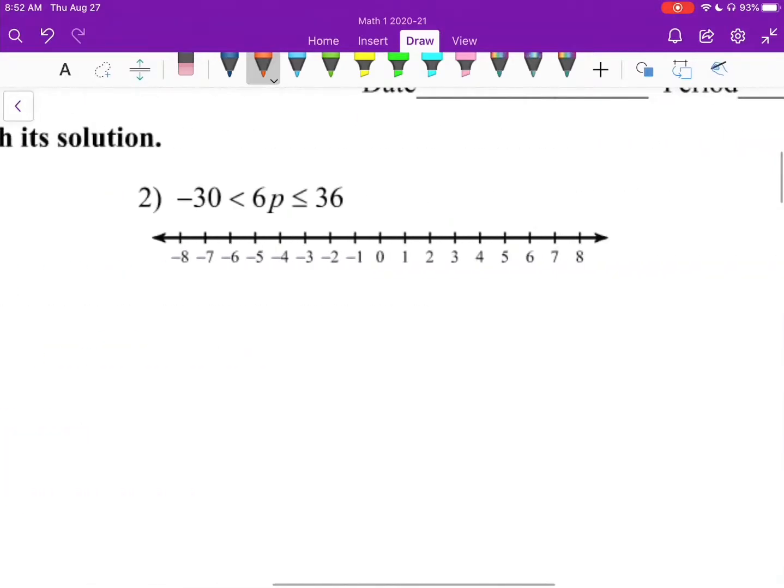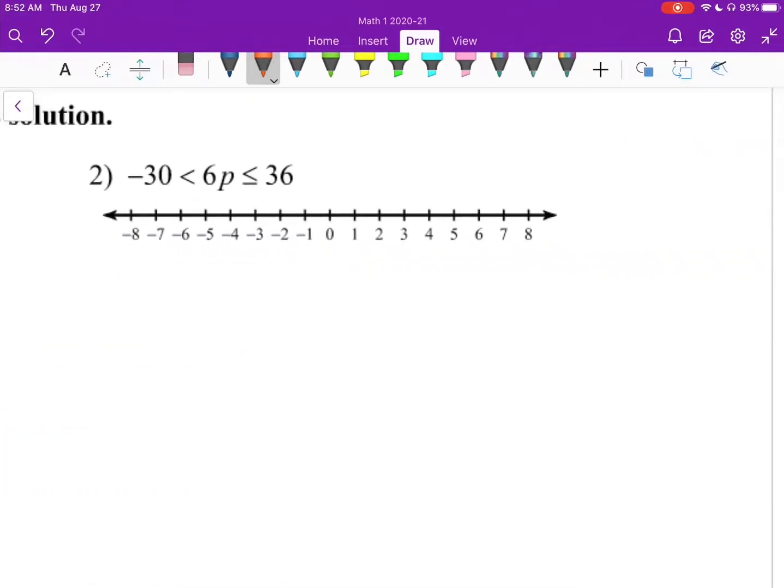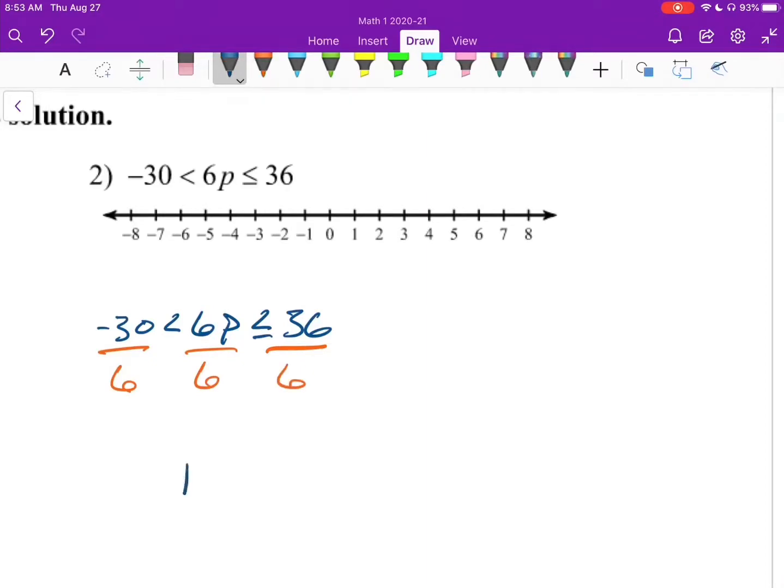Okay, number 2, same idea. We have to divide everything by 6. So let me rewrite this: negative 30 less than 6p less than or equal to 36. I divide everything by 6, and I have my p by itself. 36 divided by 6 is 6. 30 divided by 6 is 5, and it's going to be negative. We did not divide by a negative there, so we don't have to flip our signs.